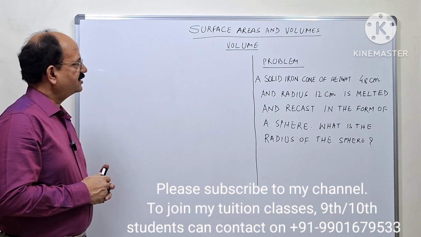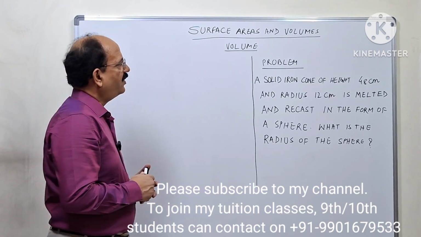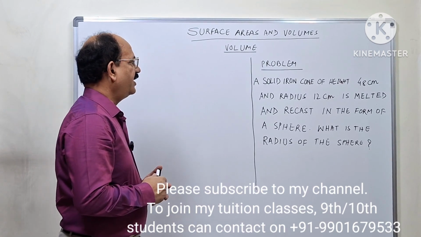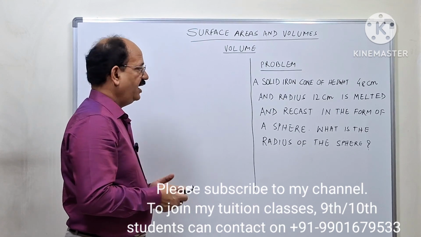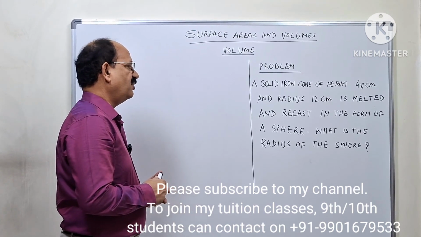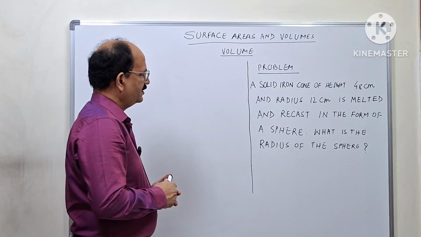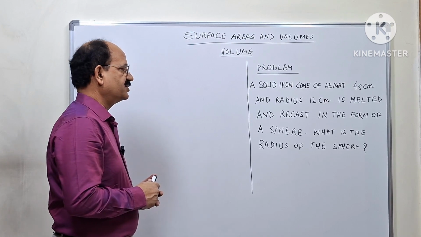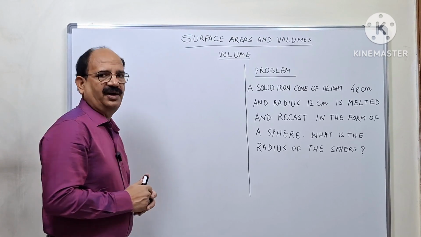The problem is that a solid iron cone of height 48 centimeter and radius 12 centimeter is melted and recast in the form of a sphere. The question is, what is the radius of the sphere? So there are two concepts involved in it.